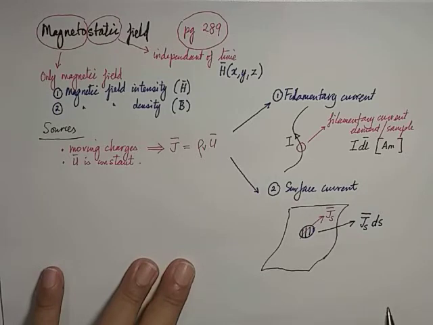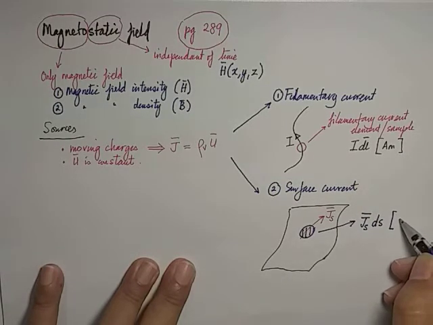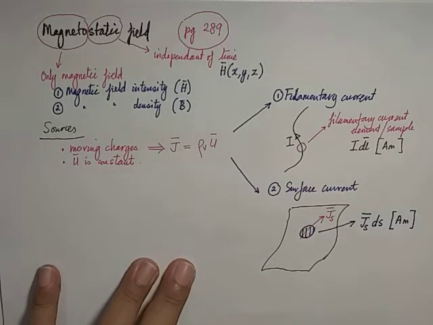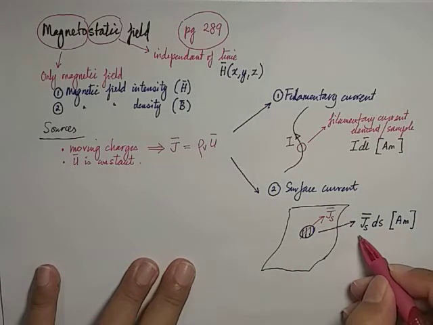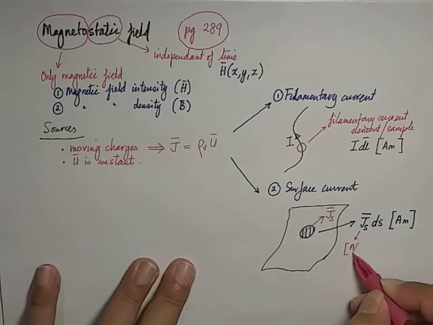The vector is only applicable to the current density, whereby the ds must be in scalar form. And the unit for this particular sample is still ampere meter. As you can see now, what should be the unit of the surface current density? Good, ampere per meter.